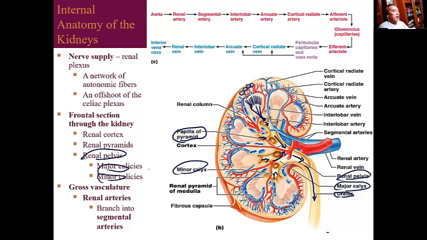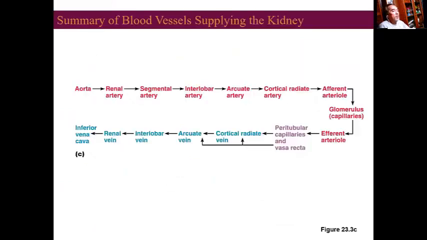Okay. All right, so we have the vasculature that we discussed. It came from the renal arteries. Okay, it then branches off to the segmental, interlobar, arcuate, and the cortical radiate artery.